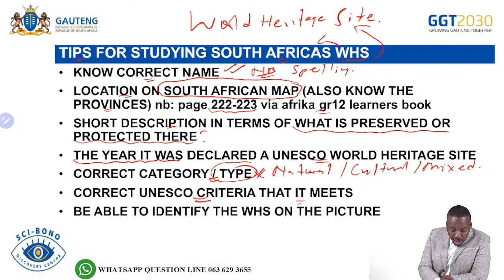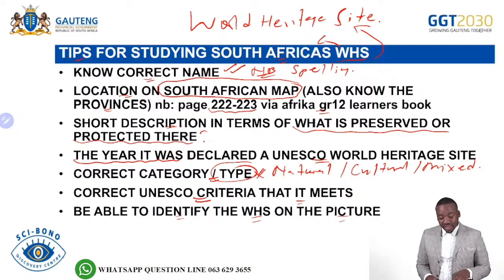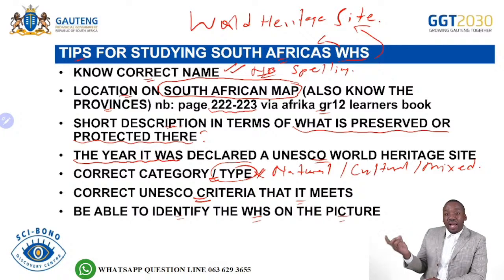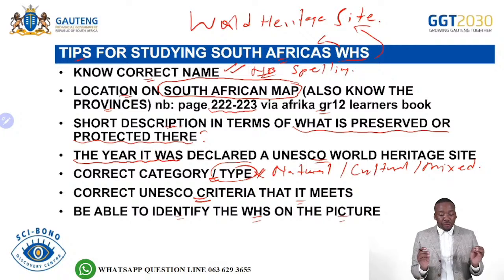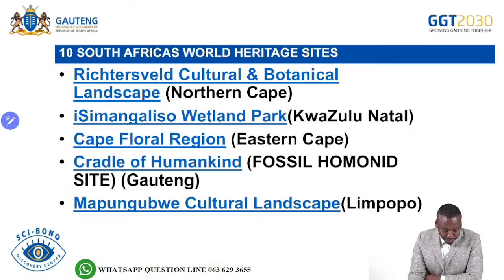The last one, be able to identify the World Heritage Site on a picture. This is for the visual learners, right? The examiners might give you a picture of a particular World Heritage Site, and immediately, for visual literacy, when you interpret it, it might remind you of the name and the location and so on. So these are some of the few points that I normally give to learners when you try to prepare for the World Heritage Site. Let's move.